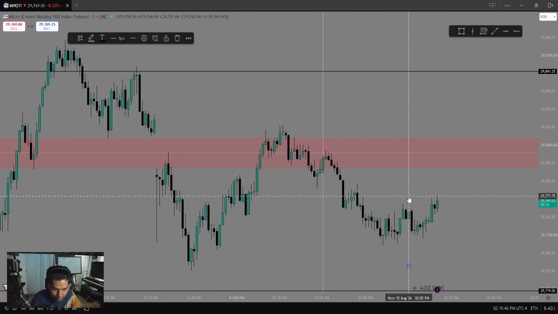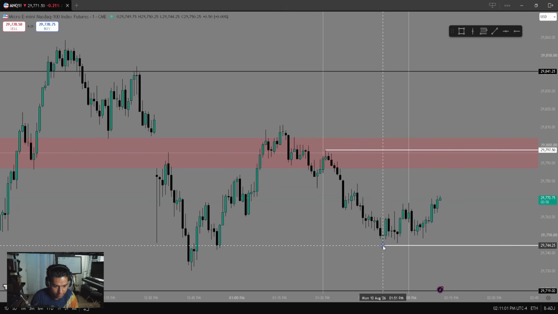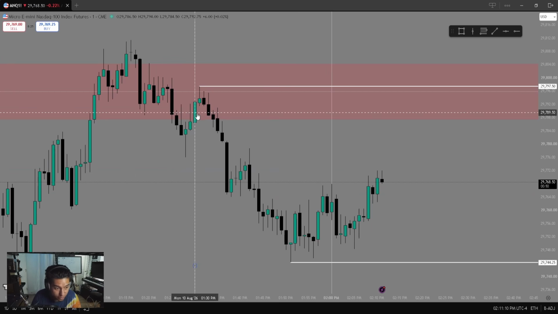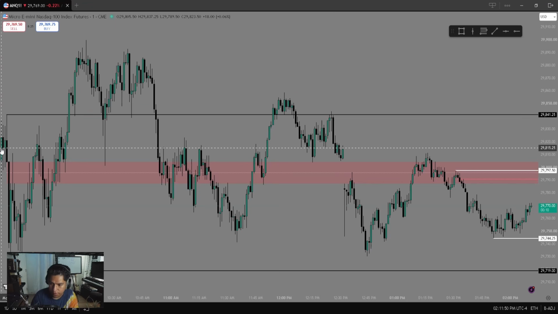We're going to do the same thing for the afternoon range, the high and then the low, and then we're going to mark out the first fair value gap. Right, it's super small. Okay, so this is what it looks like.